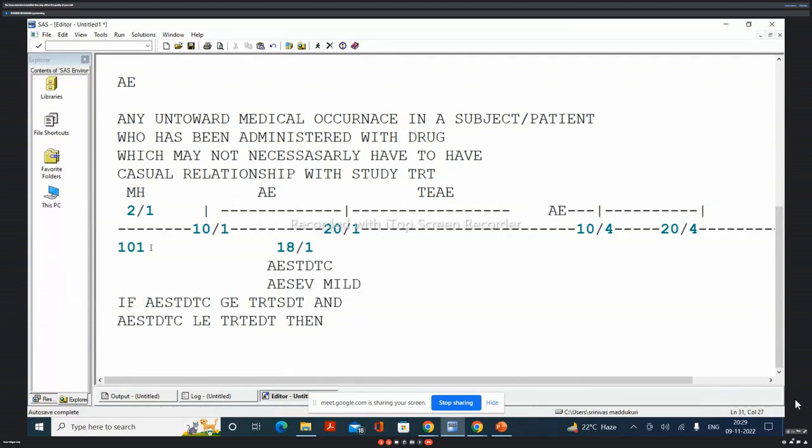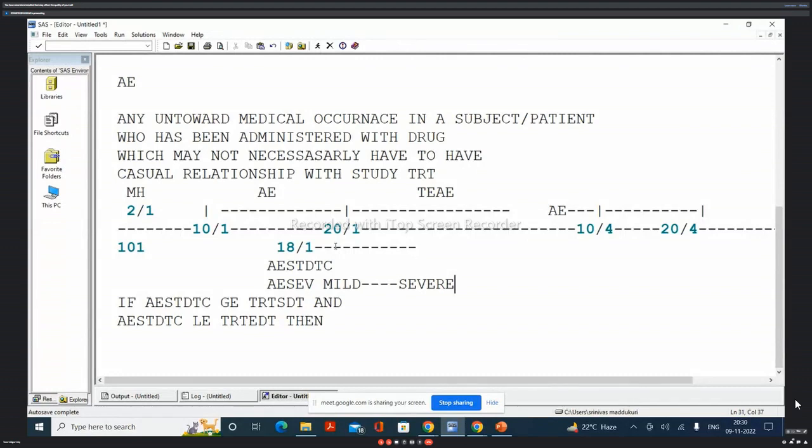Before the treatment, the severity was mild. But once the treatment has started, the same adverse event, which is headache, the severity has changed from mild to severe. Now, this is also called a treatment emergent adverse event. Then how can we define this one? You may have an adverse event before the treatment. That means the adverse event may be pre-existing. But during the treatment, if the severity has increased, changed from mild to moderate, or mild to severe, or moderate to severe, still that should also be considered as a treatment emergent adverse event.